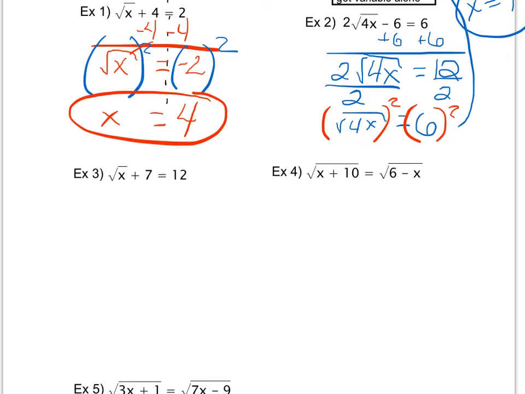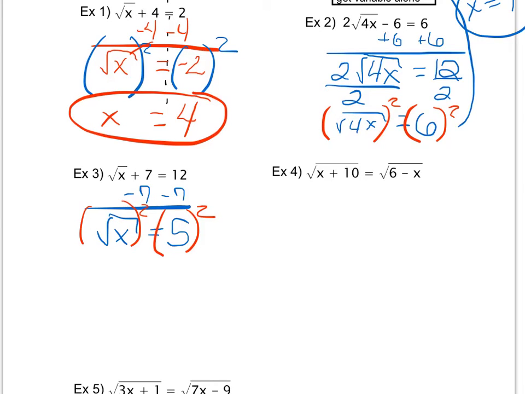So now from here, again, I want to get the radical by itself, so I'm going to go ahead and get rid of that plus 7 by subtracting 7. And I get square root of x equals 5. Step 2 tells me to go ahead and square both sides, so I square the left and I square the right. That then allows for my radical or square root to cancel out, and I'm left with x equals 5 squared is 25. From there I'm done because now I have x all by itself.